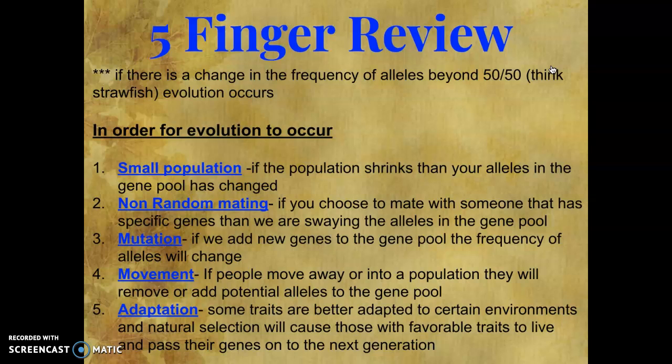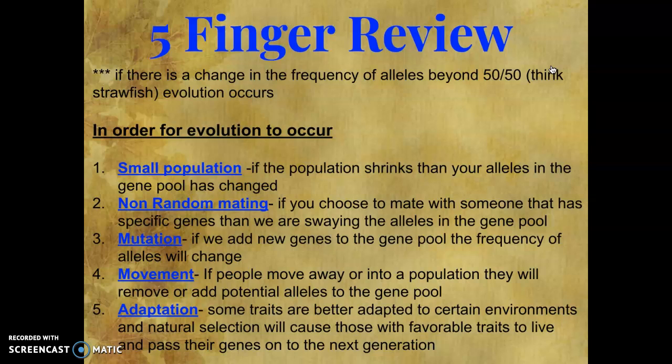Mutations, if added in, can bring in new types of genes, which will change the frequency of the alleles, or it can make certain things disappear. So again, that's going to make an adjustment to the types of genes that are available in a population. As people move in and out, immigrate or emigrate from a population, they take their genes out of or add their genes to the gene pool. And again, that can start to adjust that frequency.